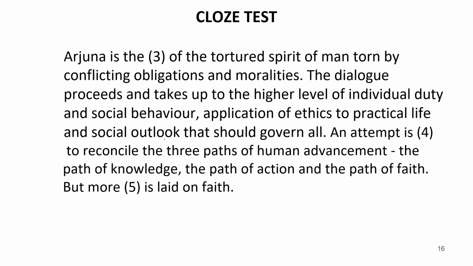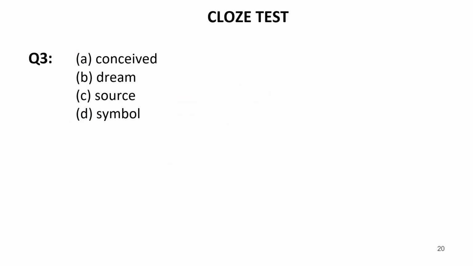Now let us move to the third blank. Arjun is the dash of the tortured spirit of man, torn by conflicting obligations and moralities. So Arjun is the dash of the tortured spirit. So the options are conceived, dream, source, or symbol. Obviously, he was the symbol of torture. So answer D, because he was frustrated.